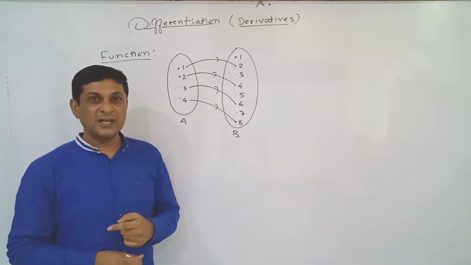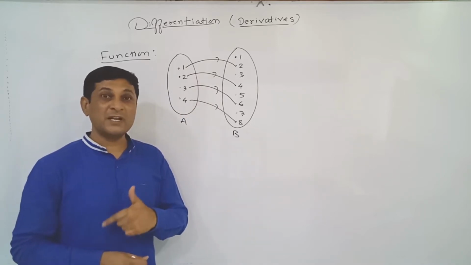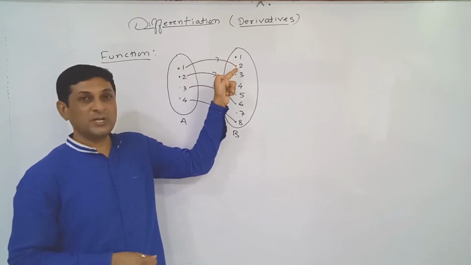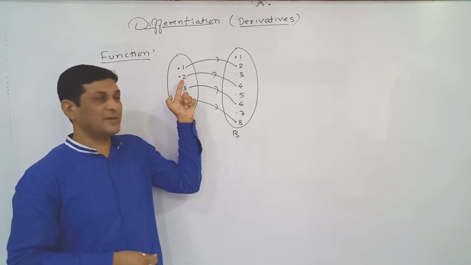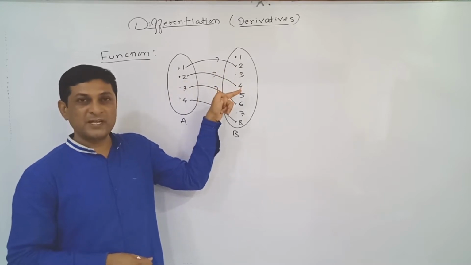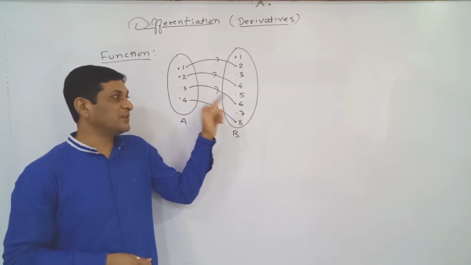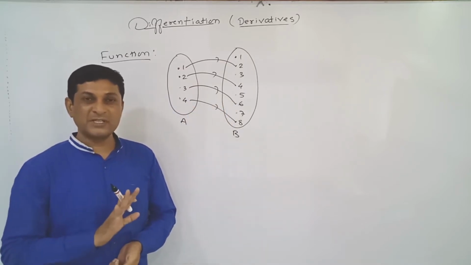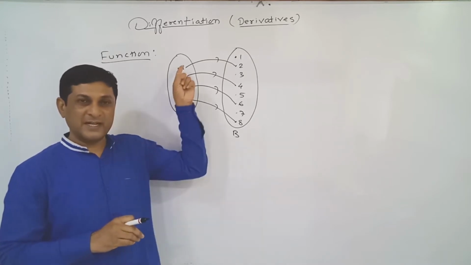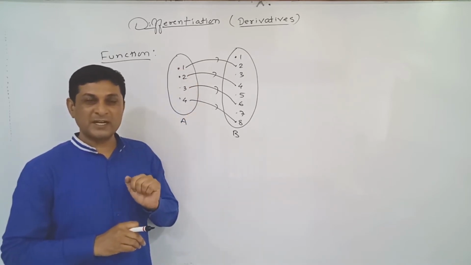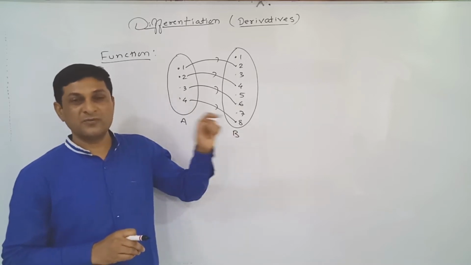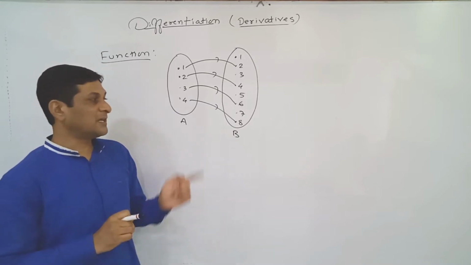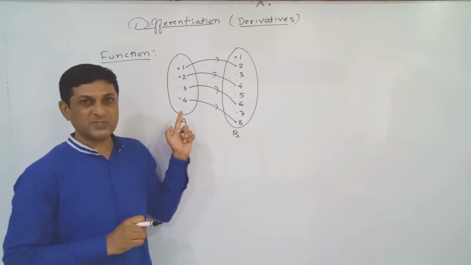Now the second condition: every element should be related with one and only one element of set B. Now 1 is related with how many elements? Only one element, that is 2. In the same way, 2 is related with only one element 4, 3 is related with only one element 6 and 4 is also related with only one element 8. Means both our conditions are satisfied: every element of set A should be related, and second, with one and only one element of set B. If these two conditions are satisfied, at that time we can say that there is a function from set A on set B.